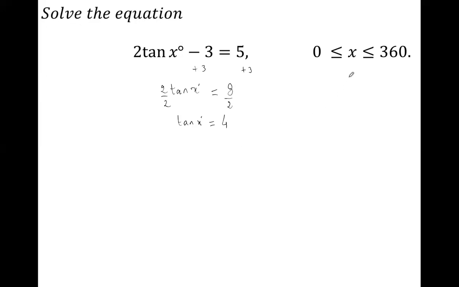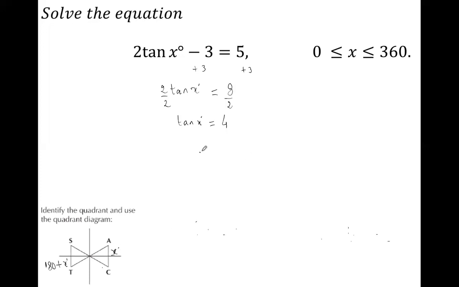CAST tells me that tan is positive at 180 plus x and at x. So x equal inverse tan of 4. So I'm going to give the answer to the nearest degree. 76 degrees. Yeah.